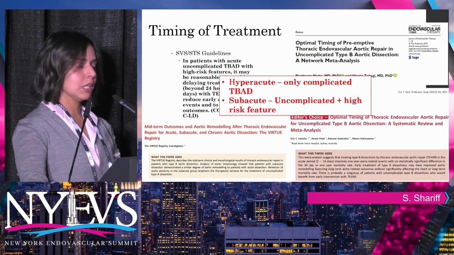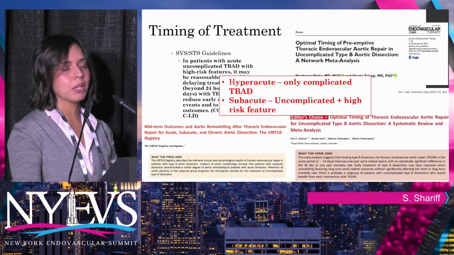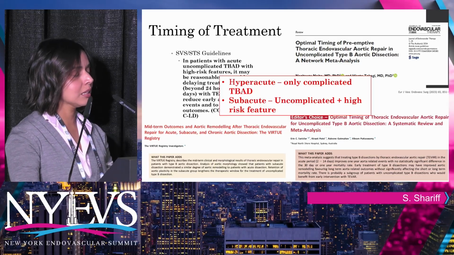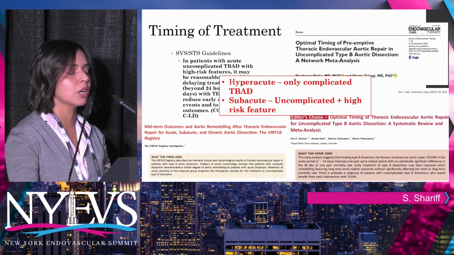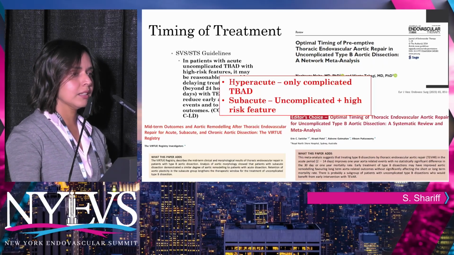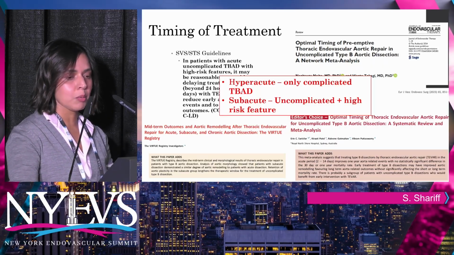And in this period, it basically is about how pliable the dissection flap is. In this phase, the dissection flap is still pliable enough that when you put in a TEVAR, it's going to move and promote aortic remodeling later.